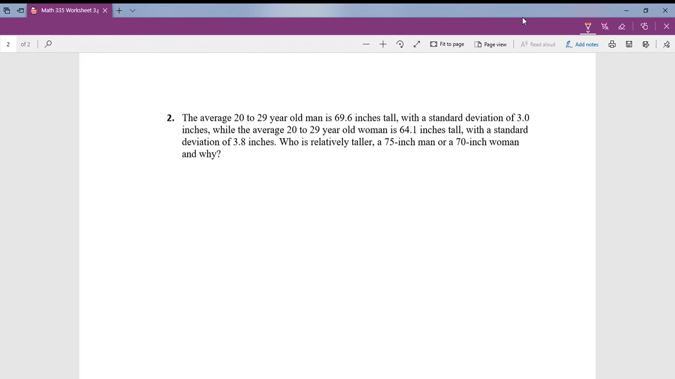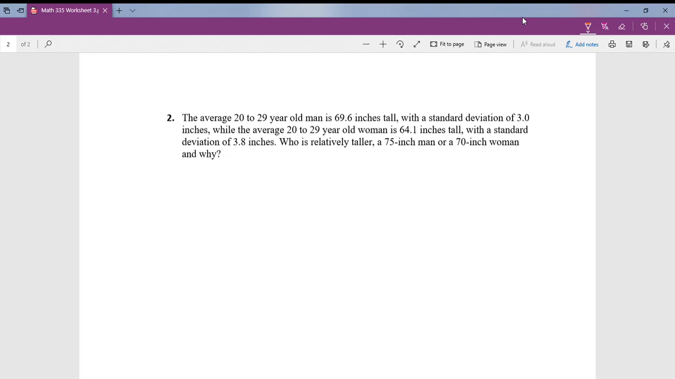Question 2. The average 20 to 29-year-old man is 69.6 inches tall with a standard deviation of 3.0 inches, while the average 20 to 29-year-old woman is 64.1 inches tall with a standard deviation of 3.8 inches. Who is relatively taller, a 75-inch man or a 70-inch woman, and why?